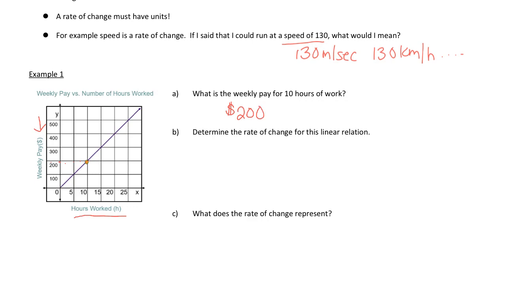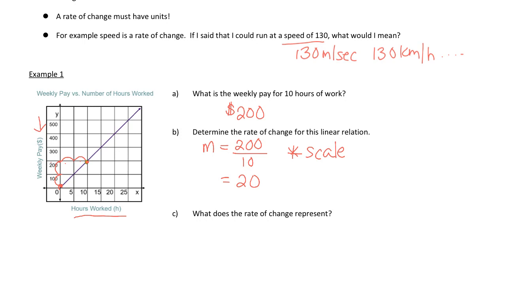Then it asks: determine the rate of change for this linear relation. So I'm going to go ahead and find the slope. Our slope we know is rise over run. I'm going to pick this point and this point here. So my rise is up 200. It's not 2, it's up 200. And my run is over 10. So you have to look at the scale when you're taking a look at the rate of change. So 200 over 10 is 20, and we need to have units.